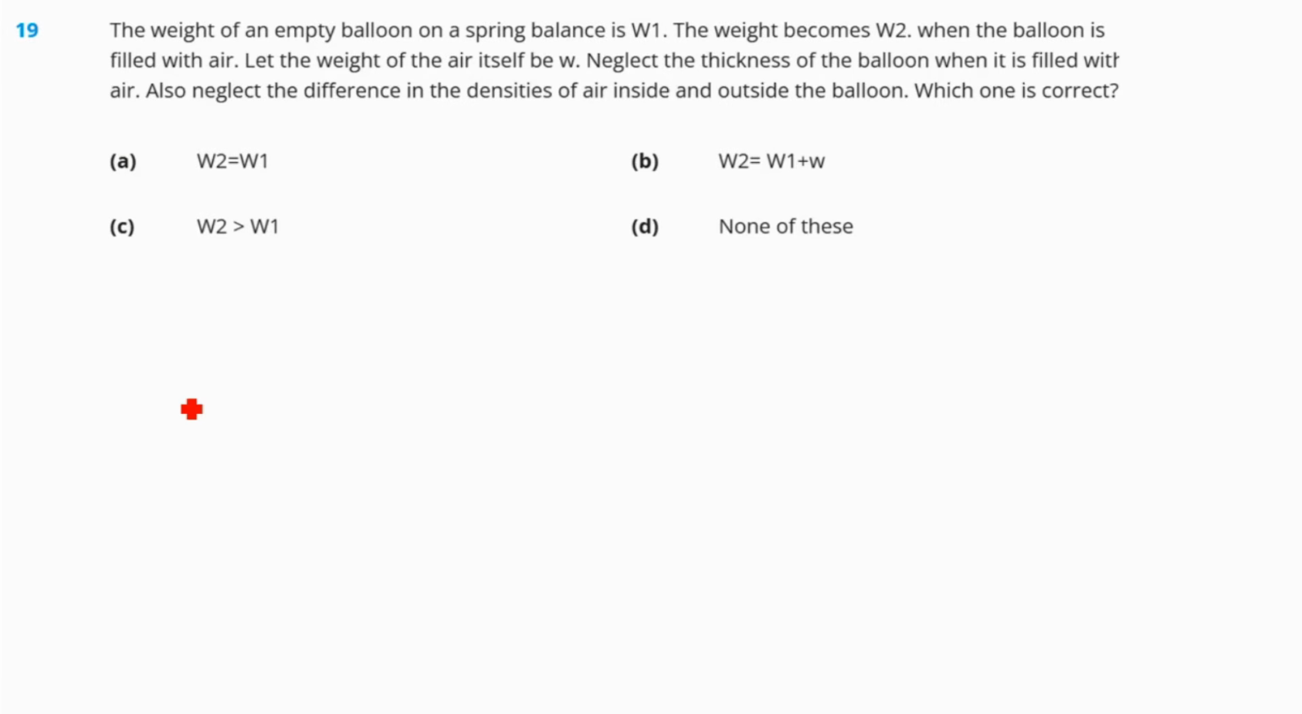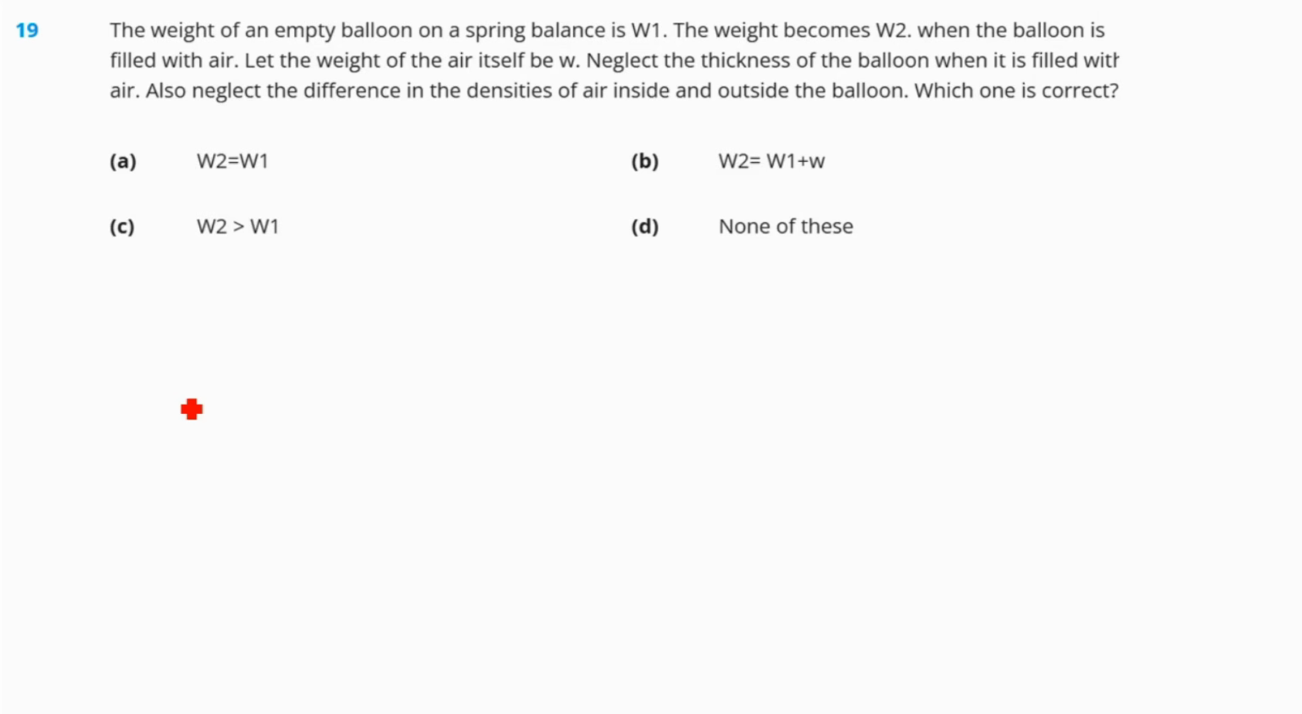The weight of an empty balloon on a spring balance is W1. The weight becomes W2 when the balloon is filled with air. Let the weight of the air itself be W. Neglect the thickness of the balloon when it is filled with air. Also neglect the difference in the densities of air inside and outside the balloon. Which one is correct? The first one is W2 equal to W1. The second statement is W2 equal to W1 plus W. Third one is W2 is more than W1 and D is none of this.